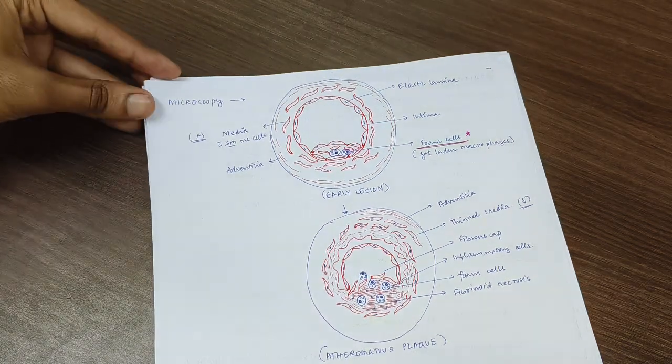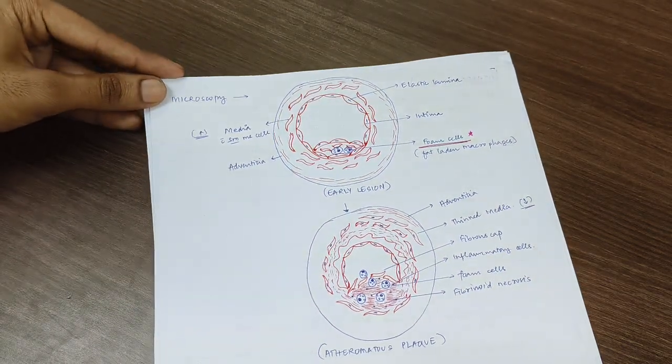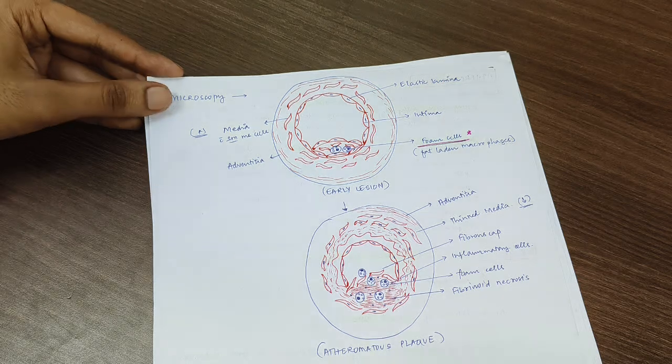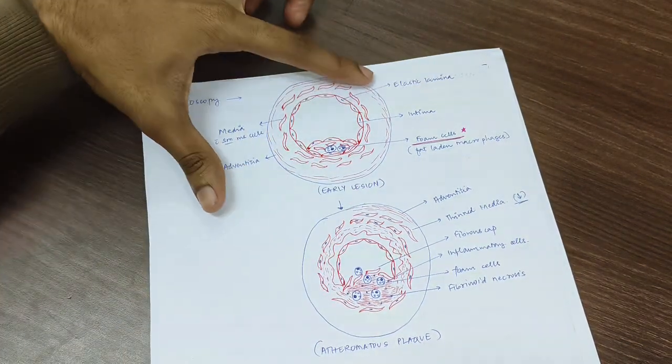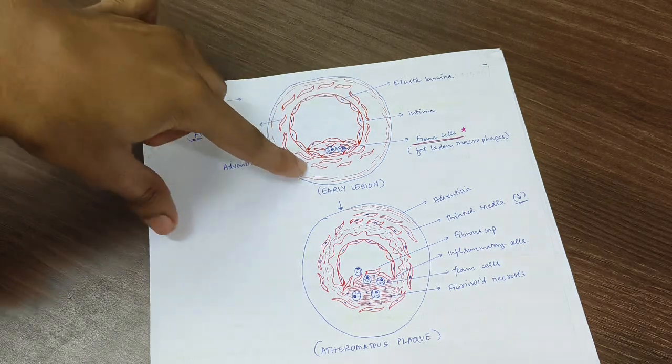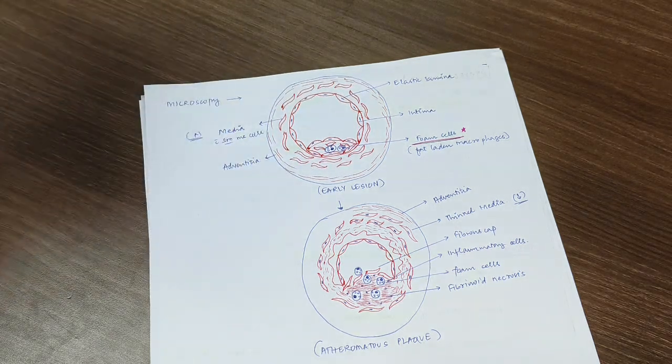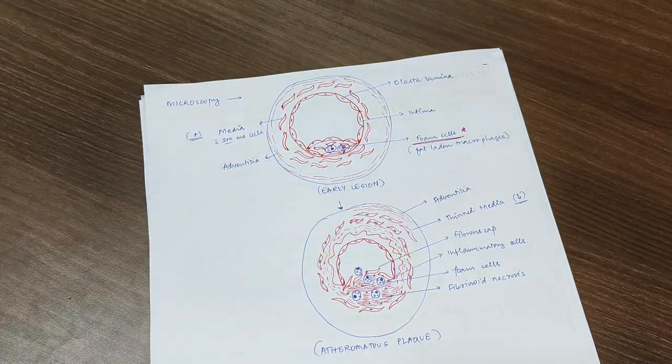In the microscopy, I have not drawn the entire slide. You are going to draw it properly in your exams. Okay, so first is the intimal layer inside, then it has the elastic lamina. In the middle you are going to see tunica media, in the last you are going to see tunica externa and adventitia. These are the things.